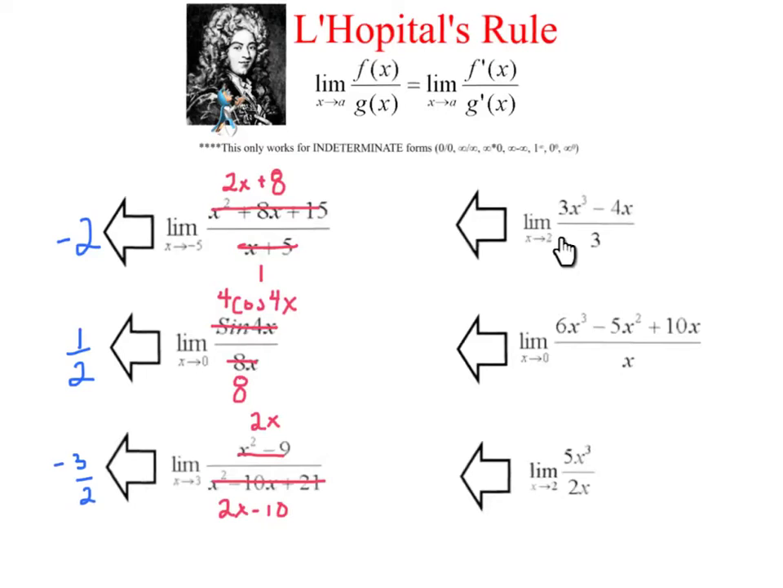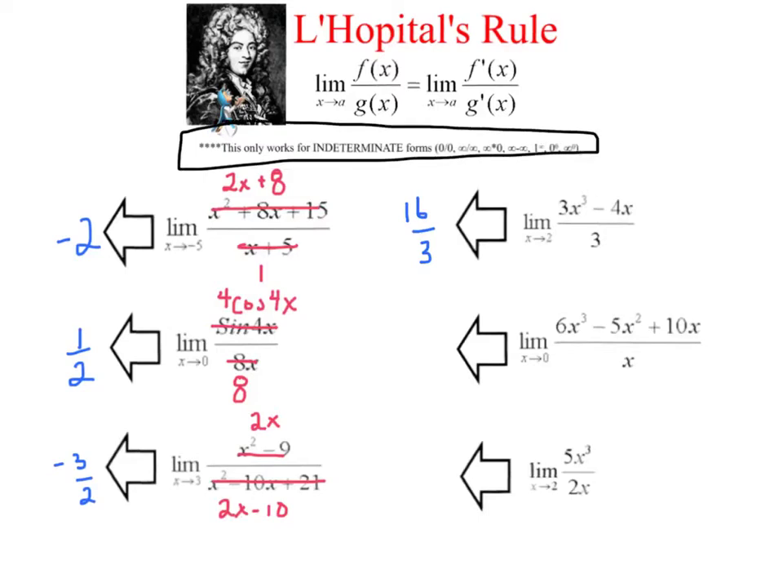If I plug in 2, I get 24 minus 8. I get 16 over 3. And I just threw this one in there because you don't need L'Hopital's rule for that. Please be aware, L'Hopital's rule works for indeterminate forms. We don't need it for everything. We need it for the ones that needed more work. Okay, I plug in 0. I get 0 over 0.